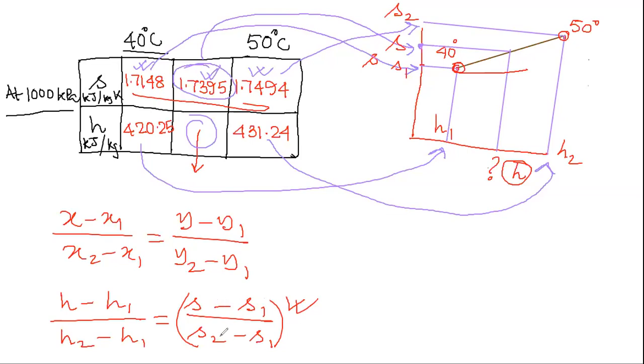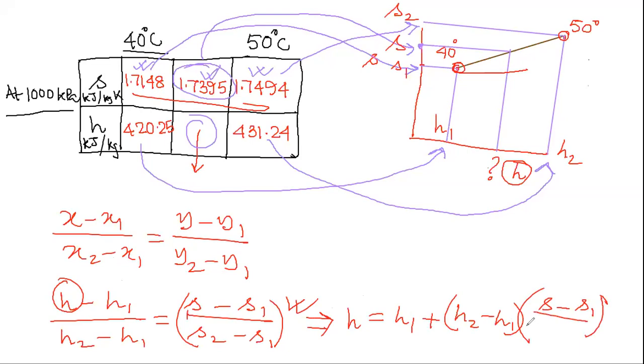S, S1, S2, all the values are known. On the left hand side, H1 and H2 are known, H is unknown. So this is one equation and we can determine a single unknown H. It will be simply H1 plus H2 minus H1 multiplied by this term, that is S minus S1 divided by S2 minus S1.